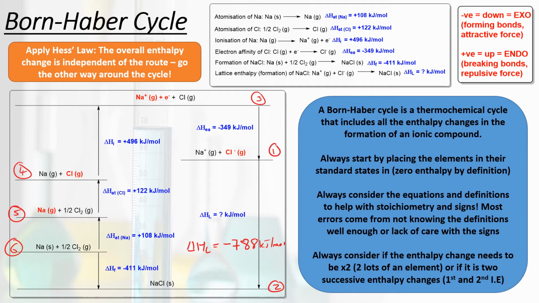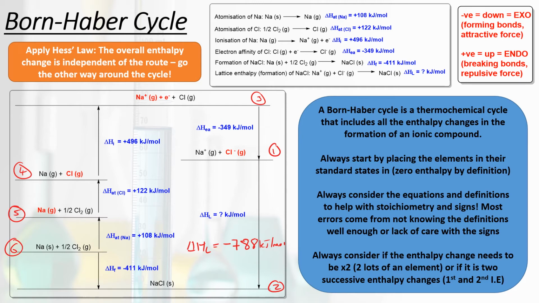And then finally, this is our lattice formation enthalpy, and so it's the ions in the gaseous state forming 1 mole of the solid ionic compound. That's our NaCl as a solid, so that's going from 1 to 2. So then, let's say the question asks us to work out the lattice formation enthalpy. Let's say that's what we don't know. How do we actually go about calculating that value?